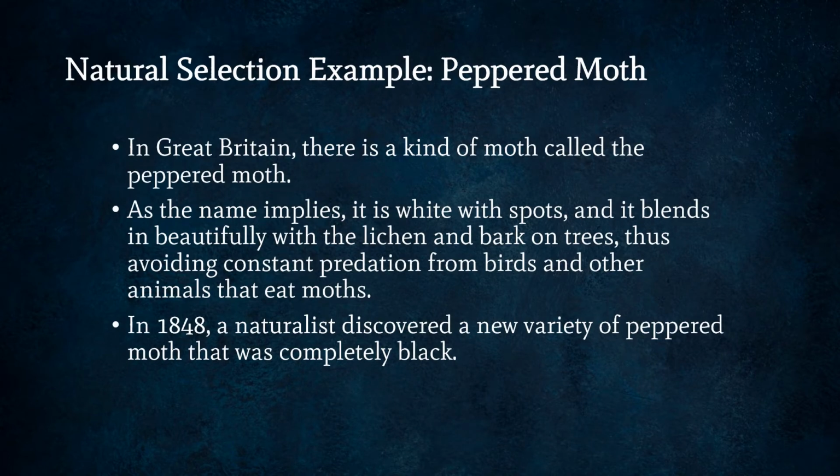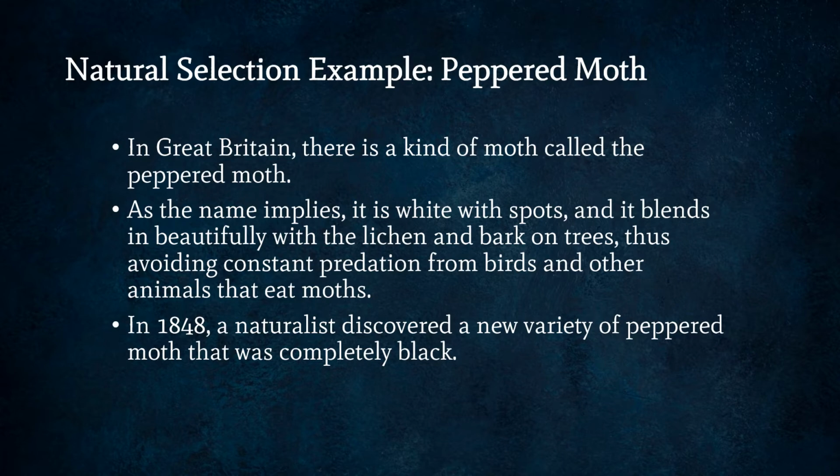So, in Great Britain, there's a kind of moth called the peppered moth. As the name implies, it is white with spots, and it blends in beautifully with the lichen and bark on trees, thus avoiding constant predation from birds and other animals that eat moths. So, the natural environment for this moth is a light-colored bark with lichen. I don't know if you've seen what lichen looks like, but I will show you on the next slide. So, the light-colored moth blends in with its natural habitat.